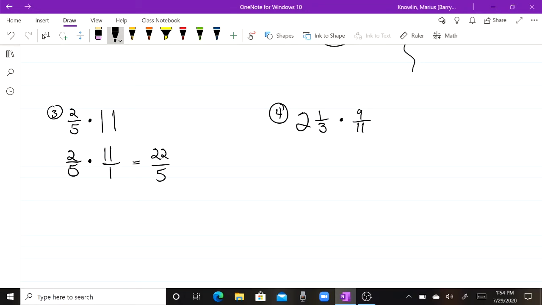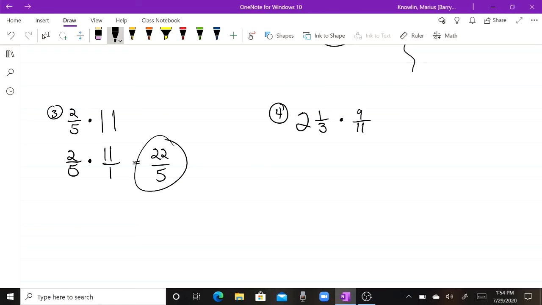And we are allowed to leave our answers as improper fractions. If the question that we were working on, or if your teacher wants you to change it to a mixed number, you simply go ahead and change it. Okay? All right. Number 4, the last one.